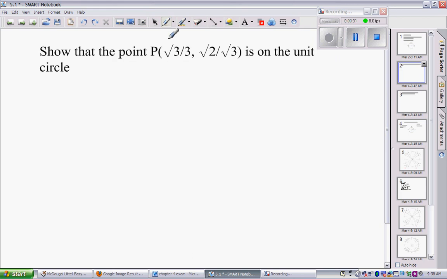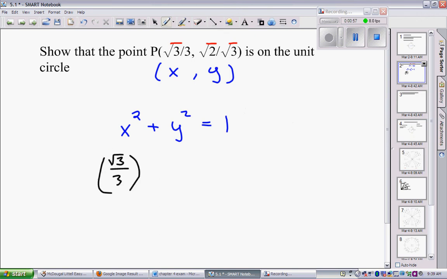We are going to show that the point root 3 over 3, root 2 over root 3 is on the unit circle. So this is our x, this is our y. We are plugging them into the equation x squared plus y squared equals 1. So we're seeing, does root 3 over 3 squared plus root 2 over root 3 squared equal 1? We want it to.